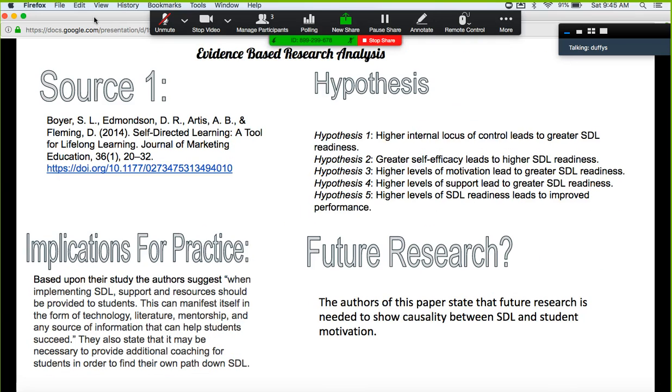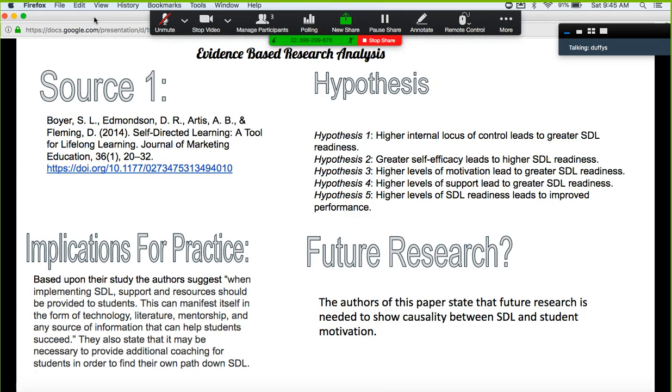So based upon their study, the authors suggest when implementing SDL, additional support and resources should be provided for the students. This can manifest itself in the form of technology, literature, mentorship, and any source of information that can help students succeed. They also stated that it may be necessary to provide additional coaching for students in order for them to find their own path in self-directed learning.